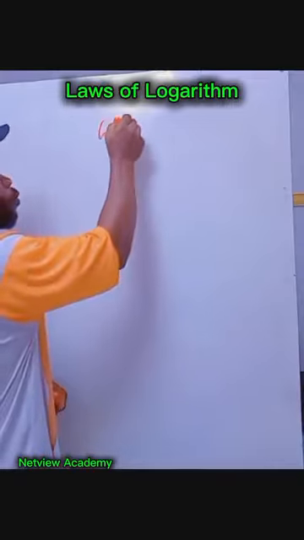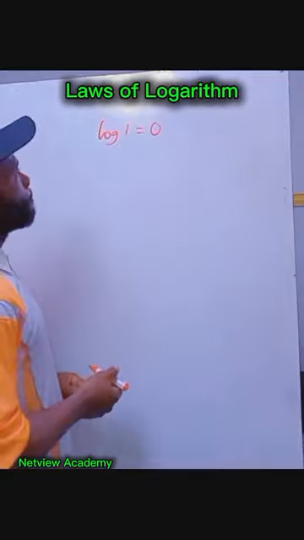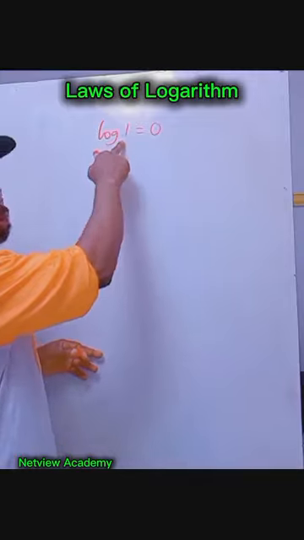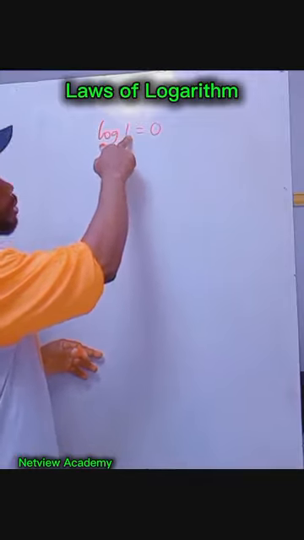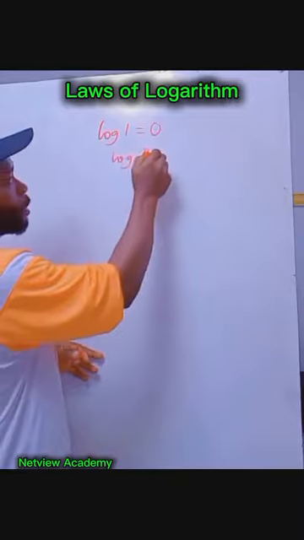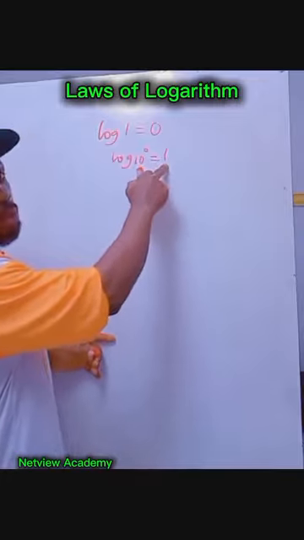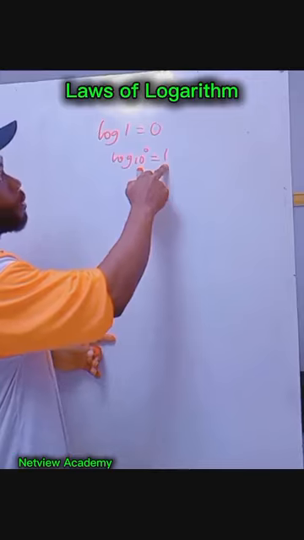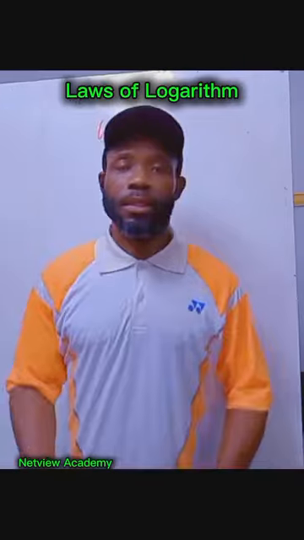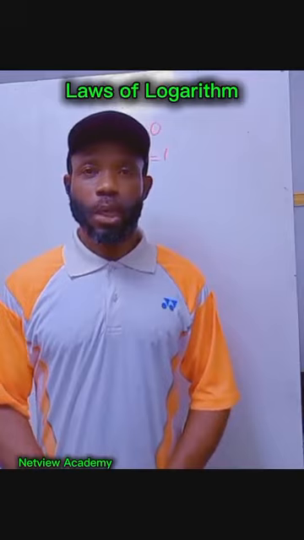Log 1 is equal to 0. This is because 0 is the power to which a certain base must be raised to get the value of 1. So if we raise 10 to the power 0, the value is 1. Any base raised to the power 0 is equal to 1. Therefore, the log of 1 is 0. This is the log of 1 law in logarithm. Let me show you how to apply this law.